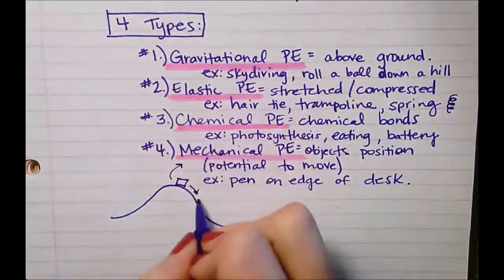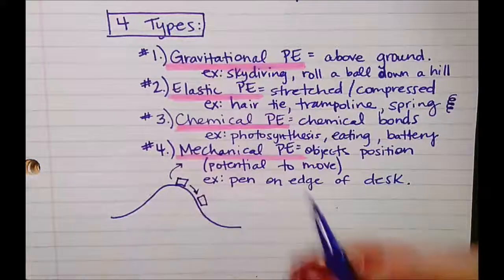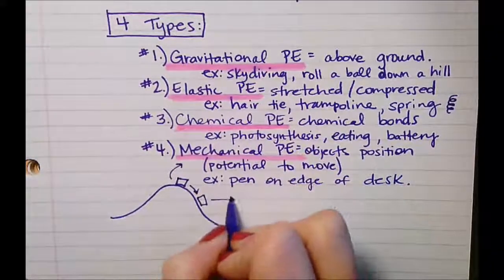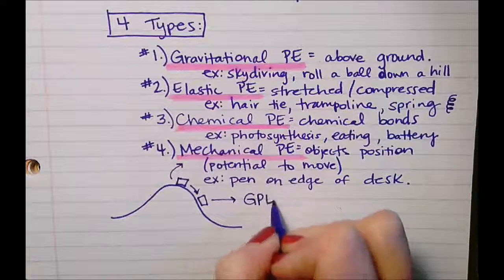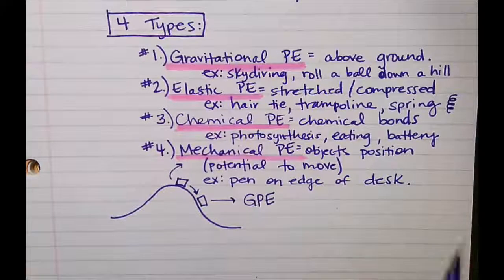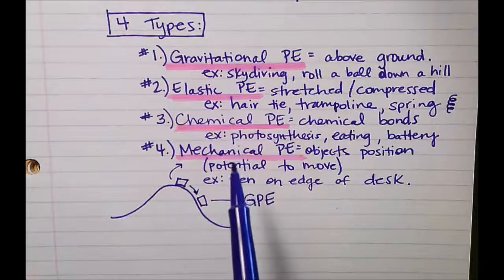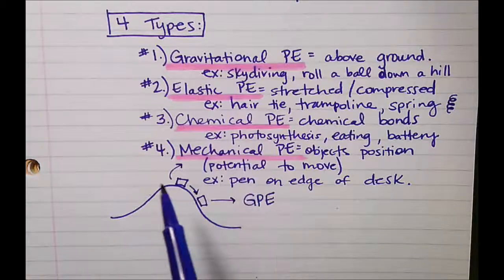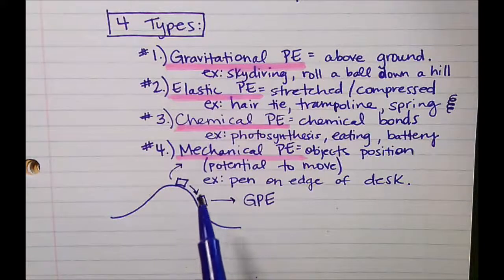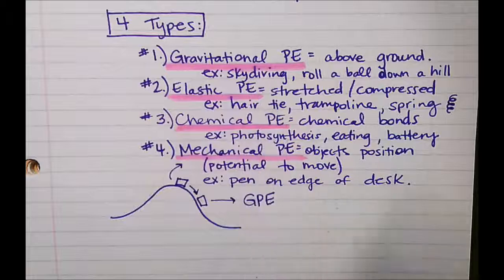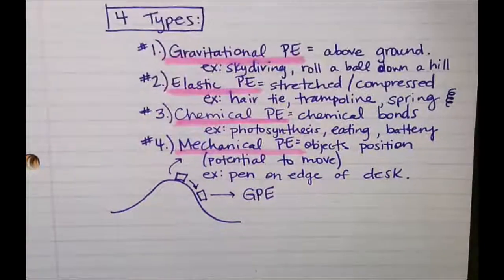Once it moves to about here, then this is where you would get your GPE more. Gravity's acting on it. So when it has the potential to fall or move, it's mechanical. And as soon as it starts to actually get pulled by gravity, it converts into gravitational potential. So that's a little bit of a confusing one. So those are the 4 types.